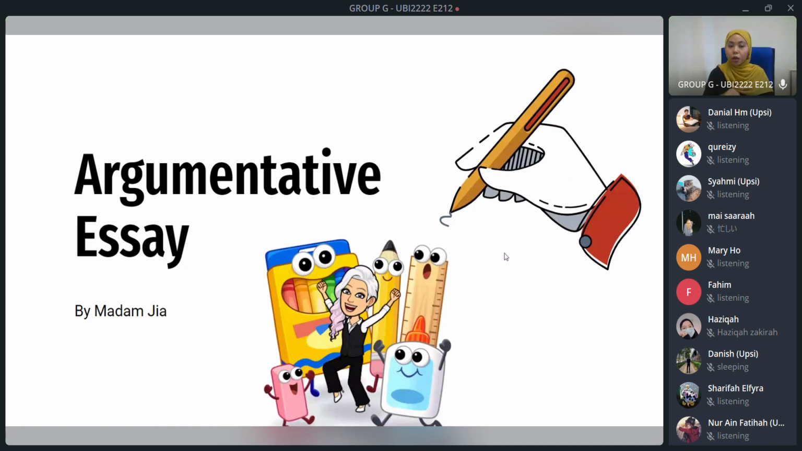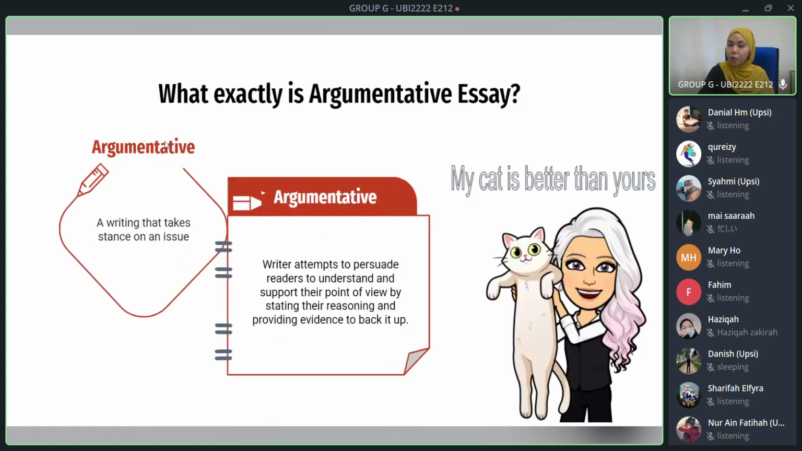You can argue all you want. You can raise your voice all you want, but will that change their mind? Not necessarily. So you need to know the best way to argue properly or persuade properly. So what exactly is an argumentative essay again? It is a writing that takes a stance on an issue.